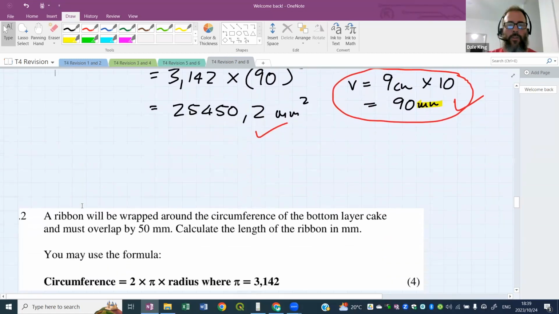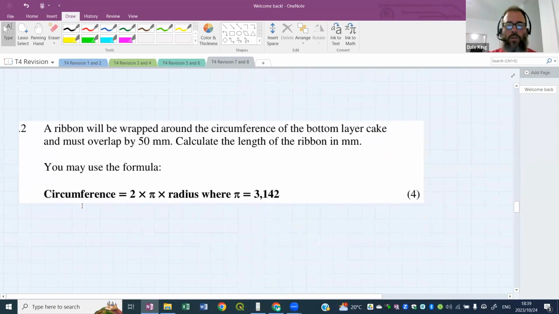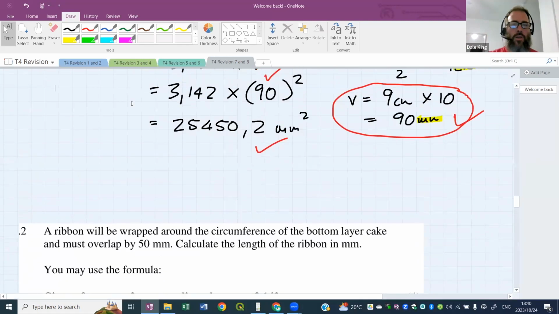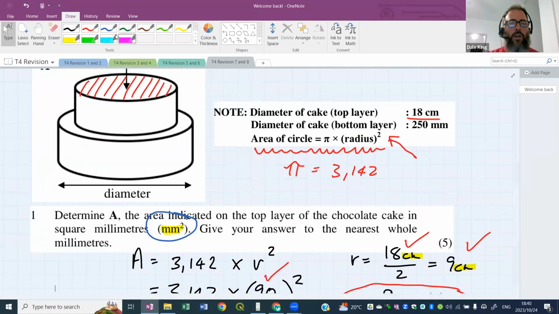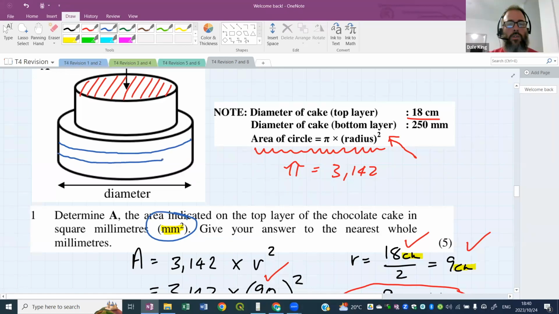Let's see. Question number 2, 4 marks. Let's see what they're asking. A ribbon will be wrapped around the circumference of the bottom layer cake and must overlap by 50 millimeters. Calculate the length of this ribbon in millimeters. All right, so let's just picture what that is. Okay, so the bottom layer of the cake, there is a ribbon that gets wrapped around the bottom layer of this cake, around the circumference of this cake.